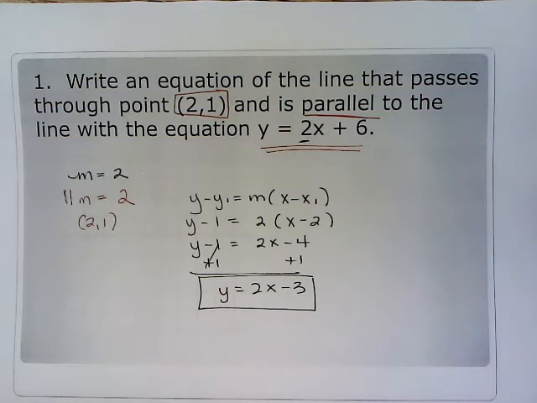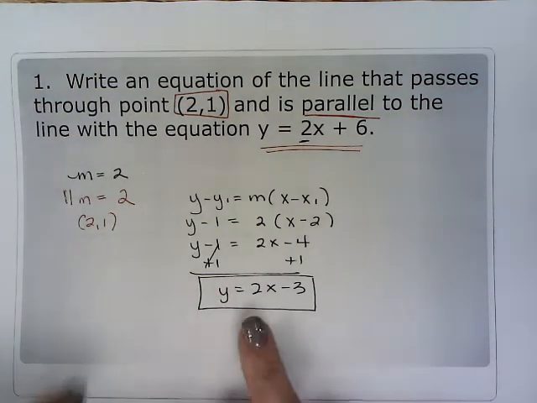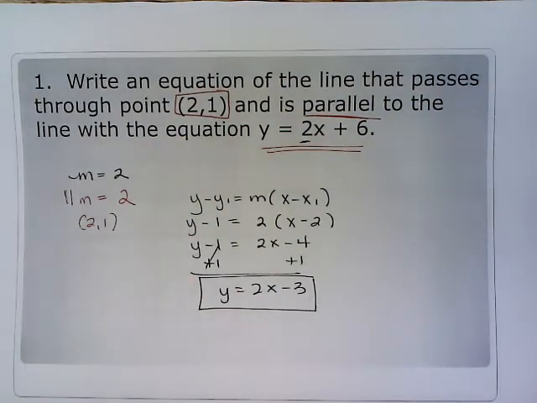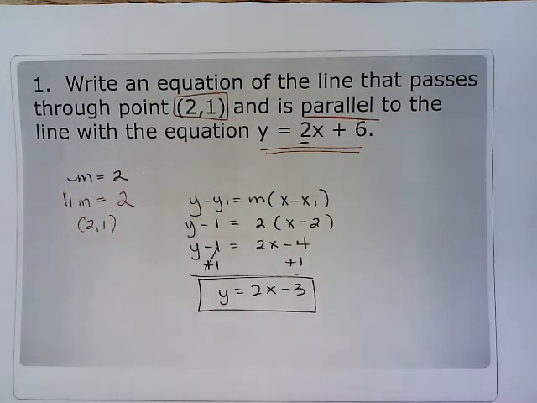This equation of the line that I found is the one that is parallel. I can tell it's parallel because my slopes are the same. And it'll go through this point here if I actually graphed it on a coordinate grid.